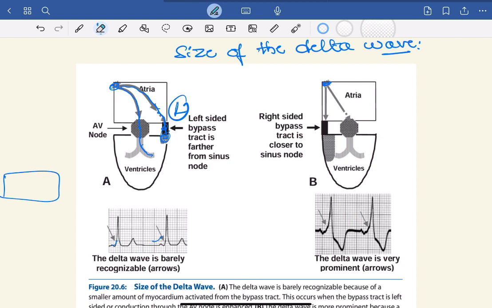So there are bigger delta waves. If you are seeing a prominent delta wave in the ECG, the bypass tract is nearer to the SA node. That's all it says.